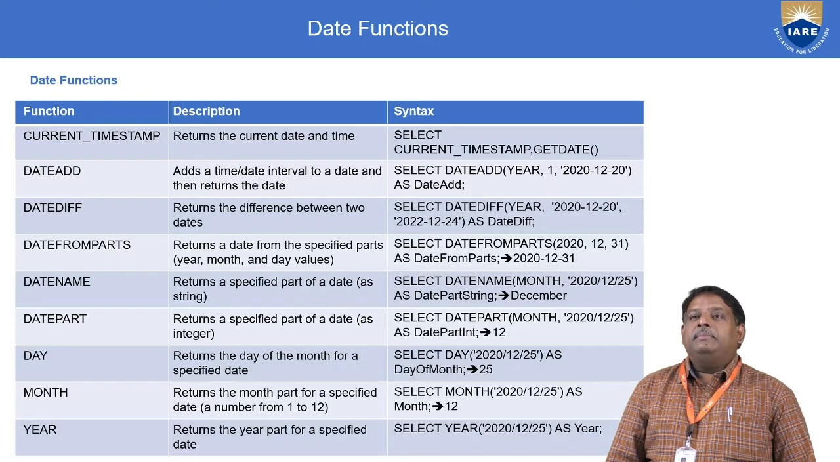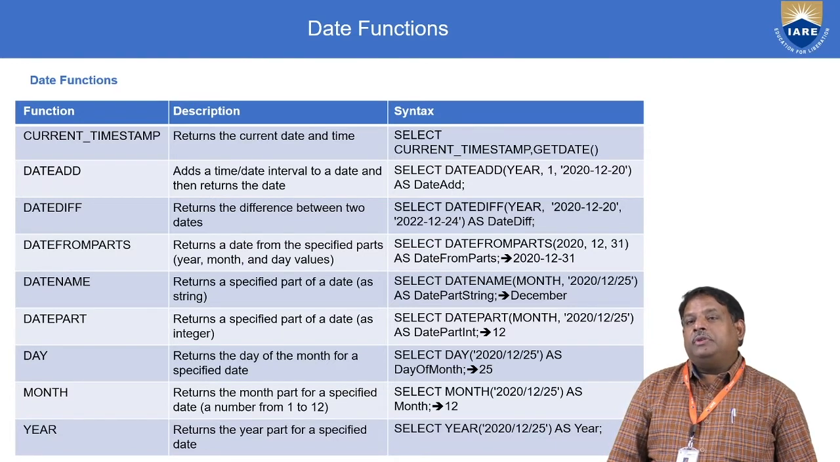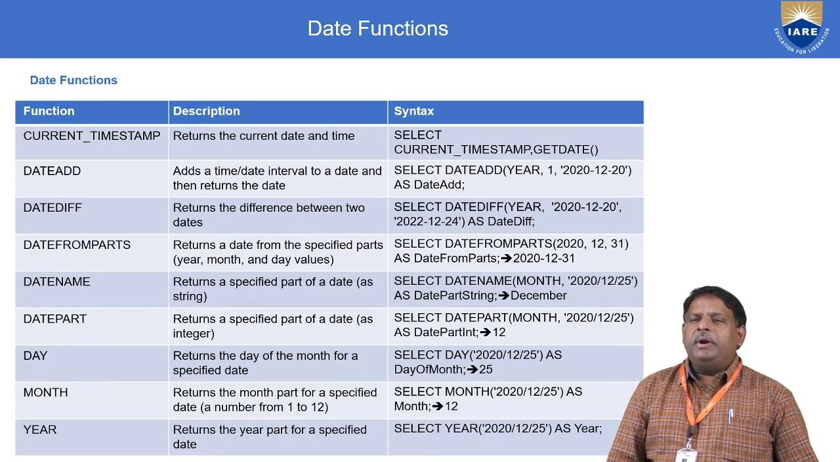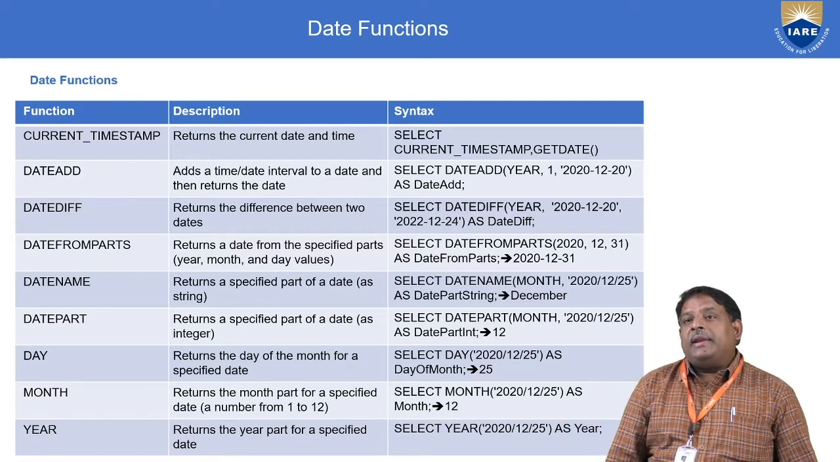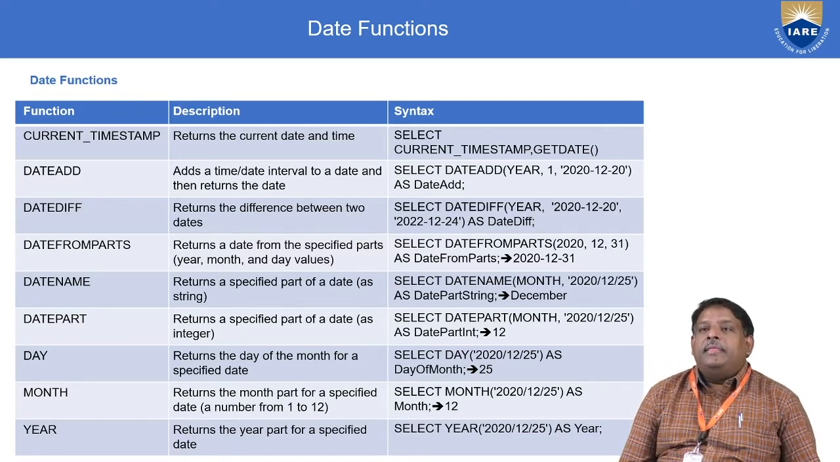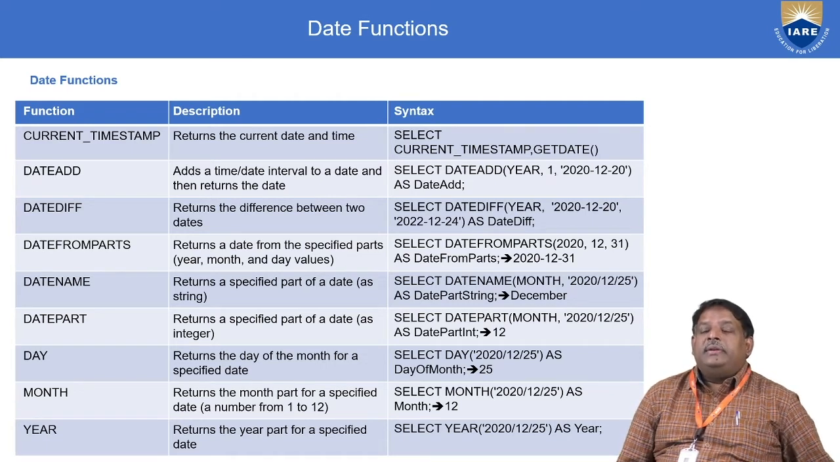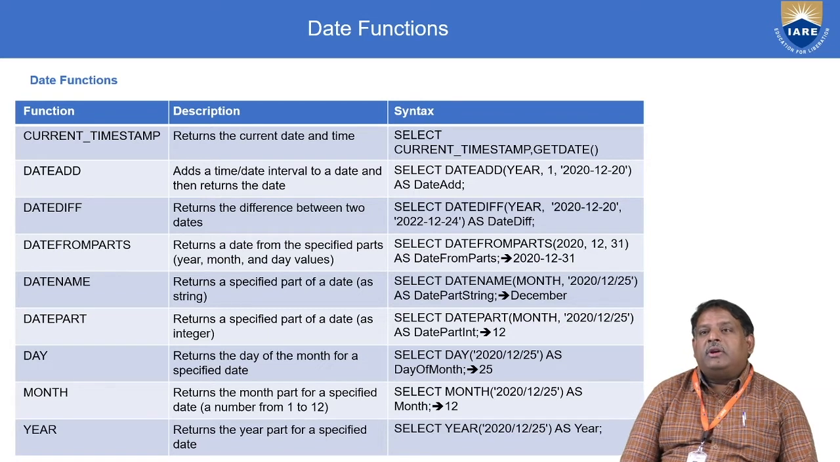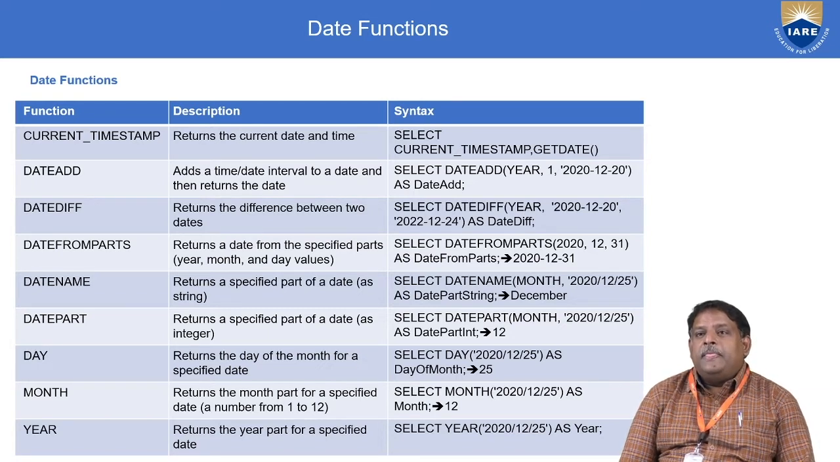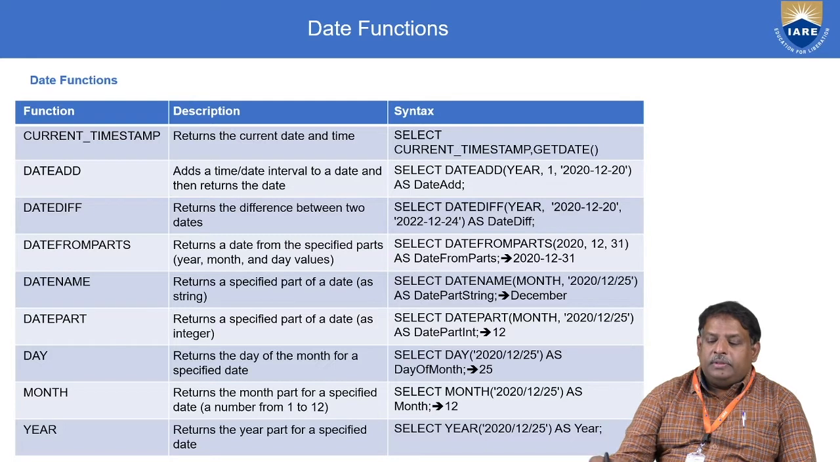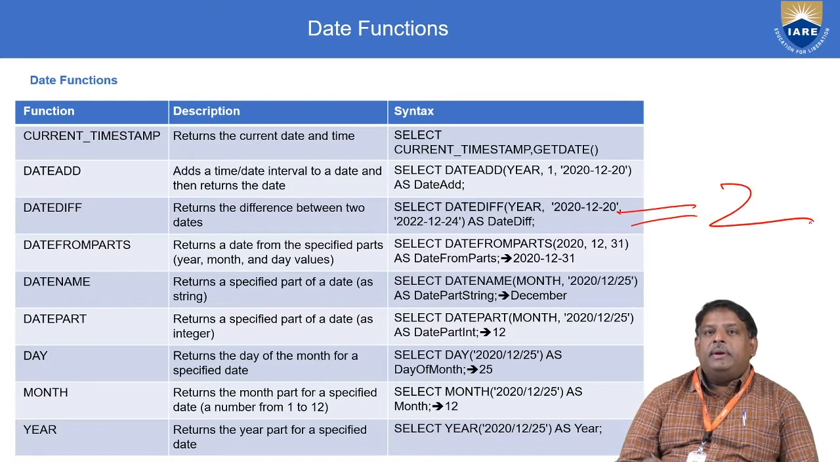Okay. Similarly for date diff. Date diff will give the difference between two dates. Date add was adding some interval. It could be a day, it could be a month, or it could be a year. The date diff will calculate the difference between the two dates. And the interval we want to calculate the difference in is year. Select date diff of year, comma, give two dates. This will give me 2 years.